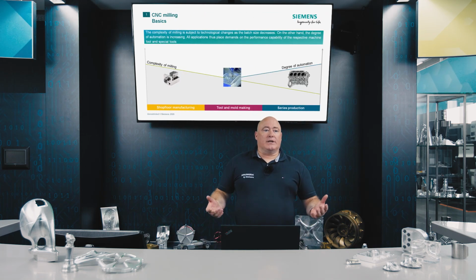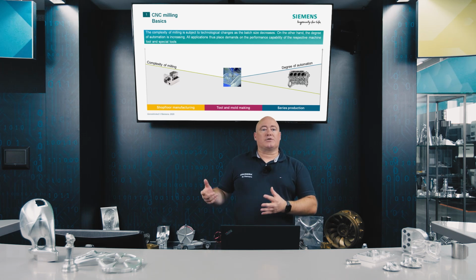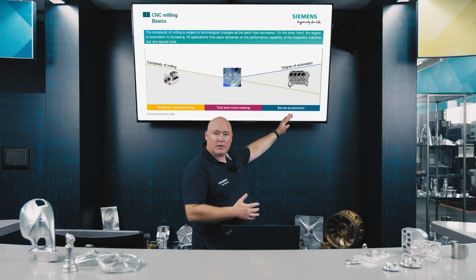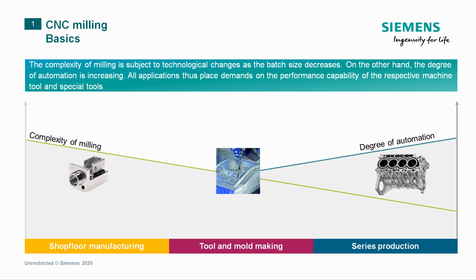The complexity of milling is subject to technological changes as batch sizes get smaller. Generally, you can say the level of automation increases as the complexity of milling decreases. Of course, exceptions confirm the rule, but overall, this rule can be applied at a general level.